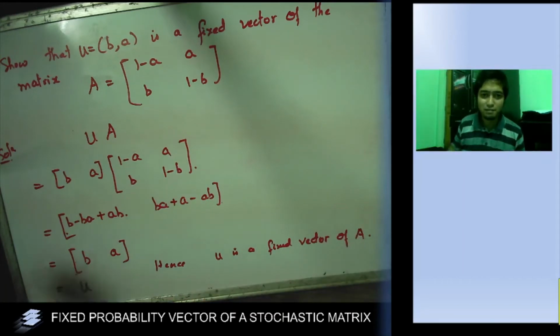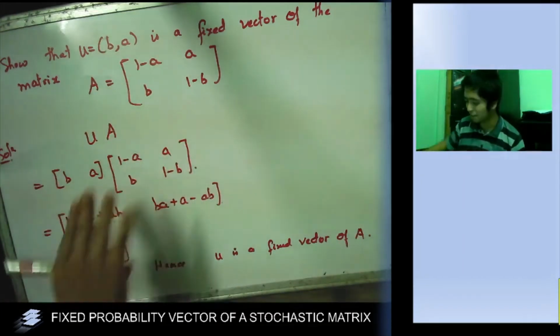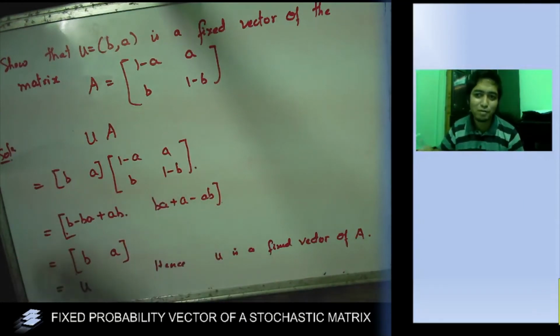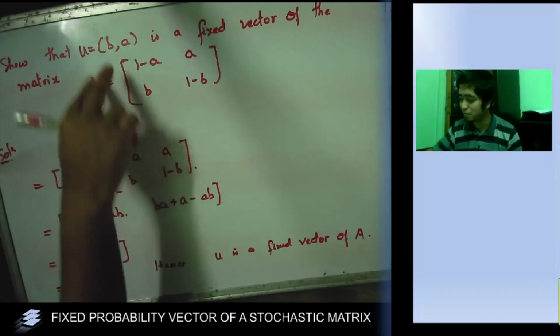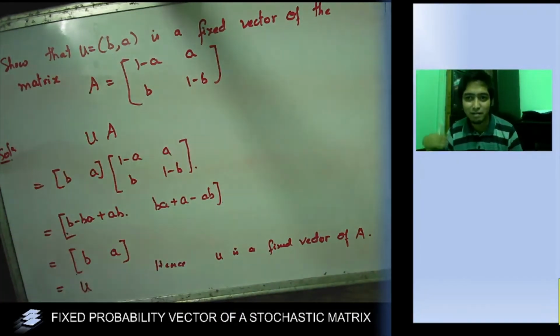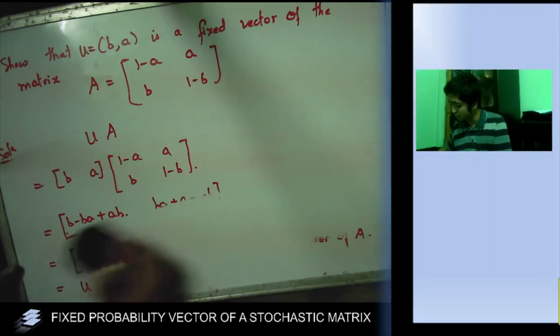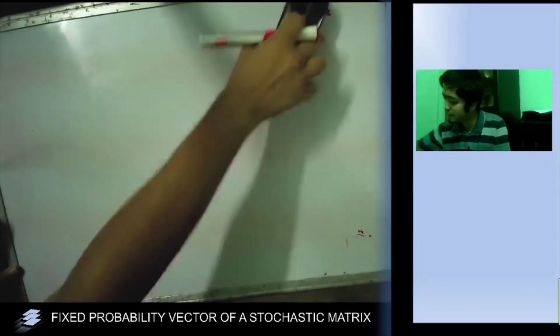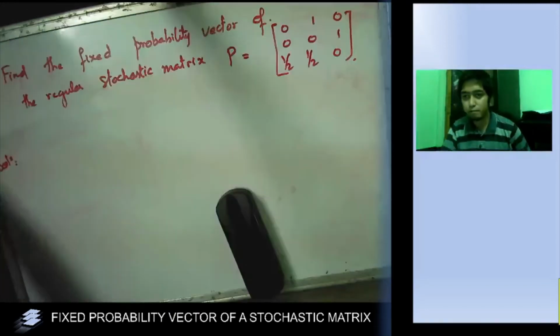So it's very simple if we have to show that it is a fixed vector. But it is slightly more difficult if we have to find the fixed vector. We are not given it in advance, but we need to find it now. So let us make it slightly difficult. Let us make it a 3 by 3 matrix.